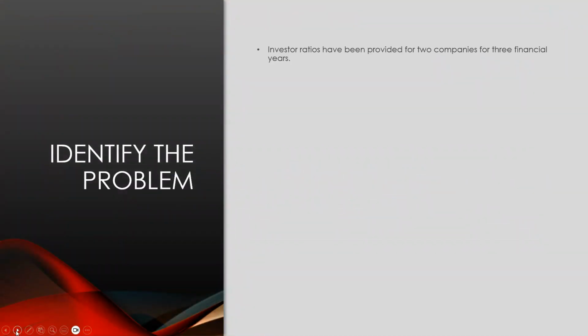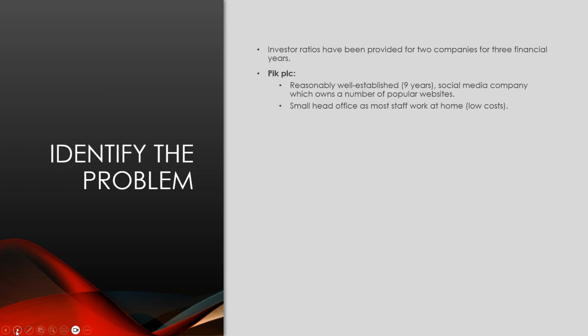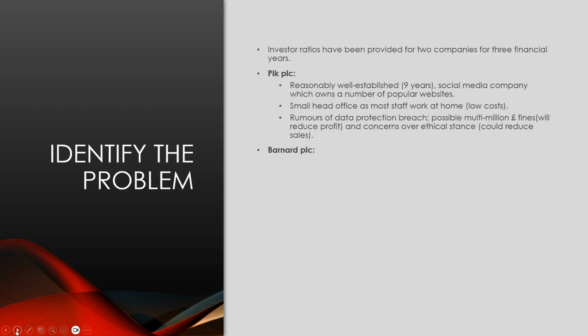Okay, so first of all, we've got to identify the problem. We've got investor ratios for 2 companies for 3 financial years. So to summarise the information we've got there, PIC PLC is reasonably well established, been going for 9 years. It's not brand new. It's a social media company with a number of popular websites. It's got a small head office. Most staff work from home. So as I said before, that's going to keep the costs low. We've got the rumours of this data protection breach. So those fines potentially are going to reduce profit. And we've got concerns over ethical stance, so that could reduce sales.